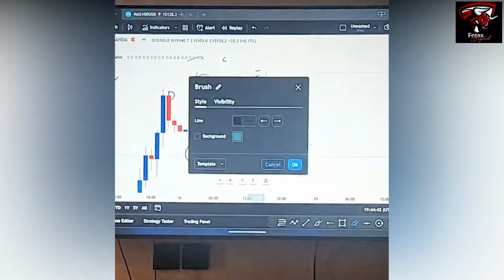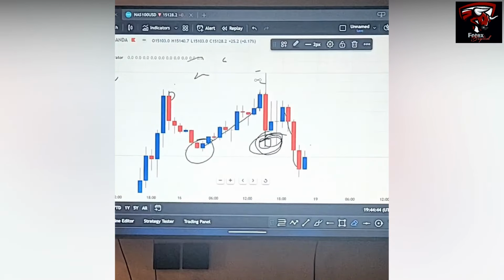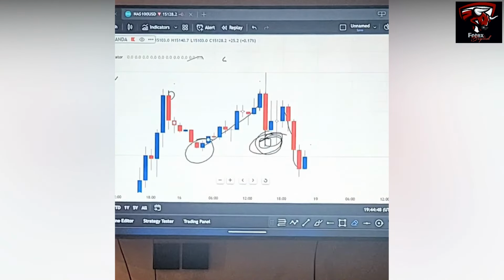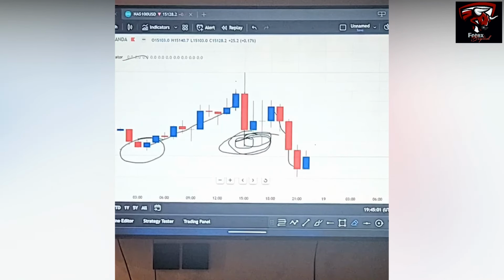But we want to get involved over here. We want to get involved when they've trapped, when they have taken everything they need to take, and they are now ready to go and purge the lower liquidity, the sell side liquidity. So we want to get involved in this candle.